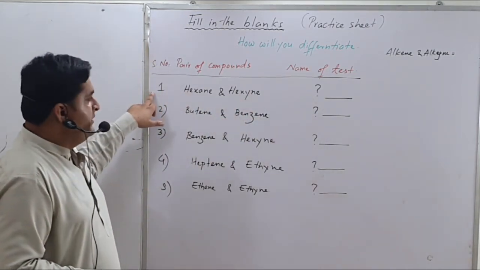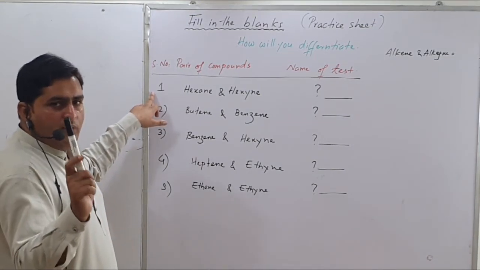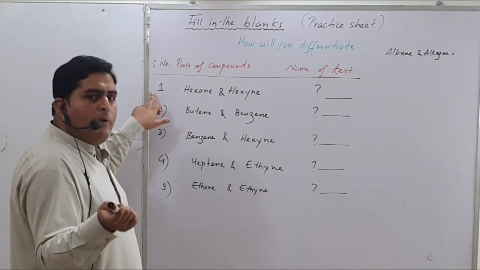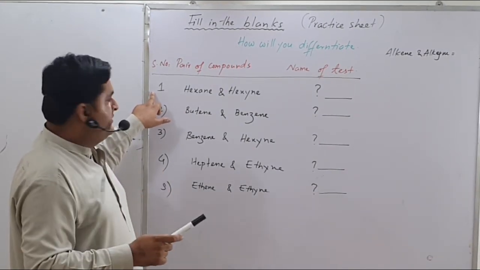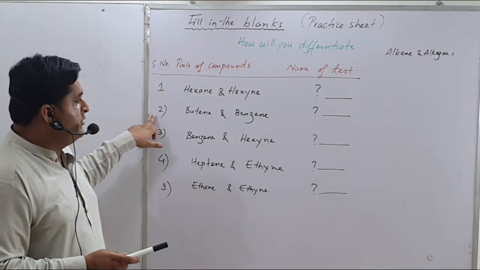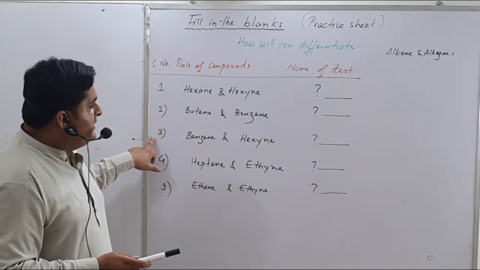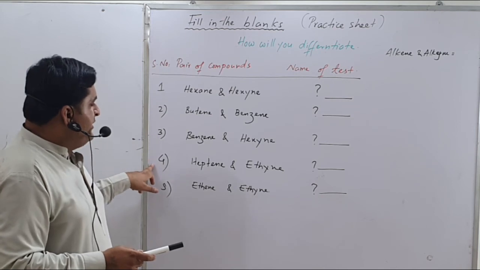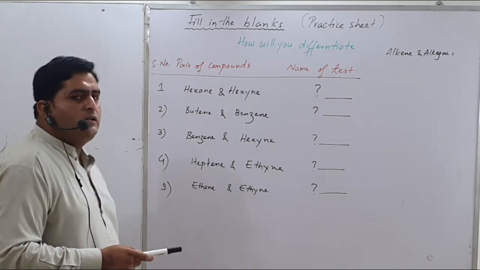This is question number 1. You have to answer me in the comment box. So watch the video thoroughly and comment on YouTube in the comment box. Number 2, butene and benzene. Number 3, benzene and hexyne. Number 4, heptene and ethyne. Number 5, ethene and ethyne.